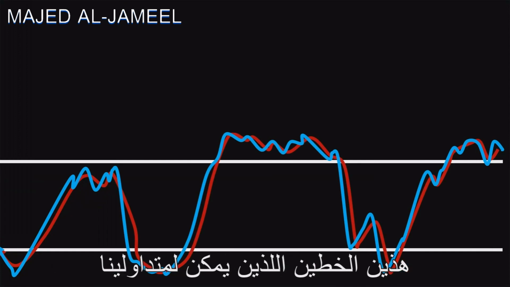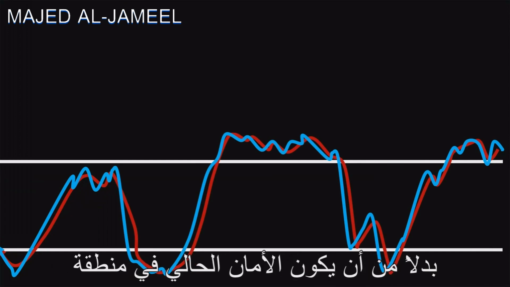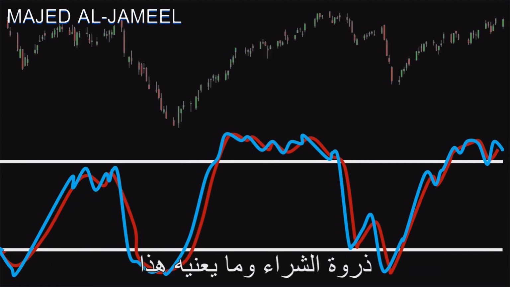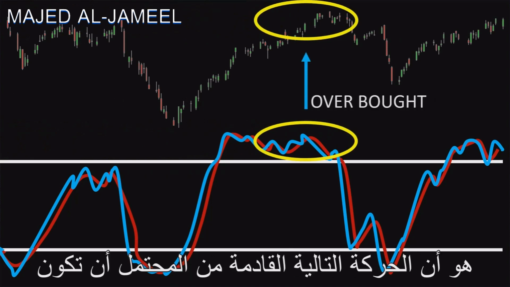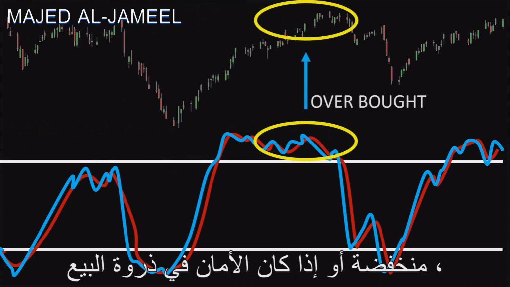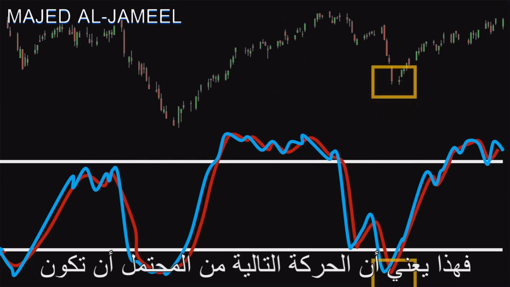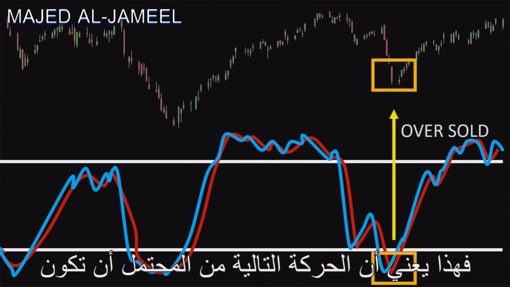2 lines are, traders can determine based on recent momentum whether the current security is overbought, and what this means is that the next move that is coming is probably down, or if the security is oversold. This would mean that the next move is likely up.